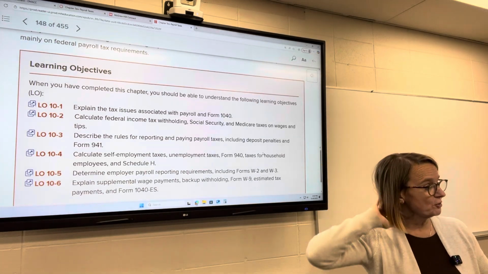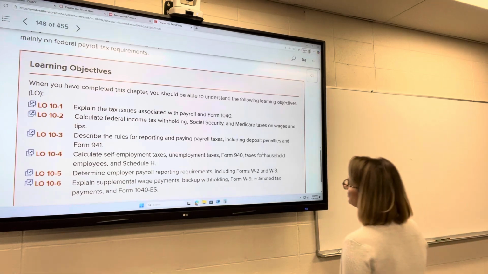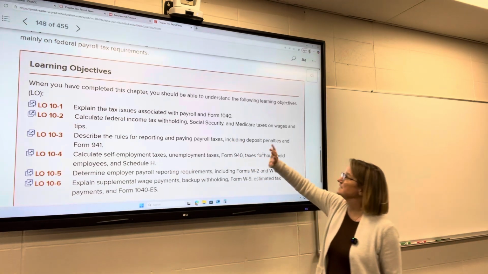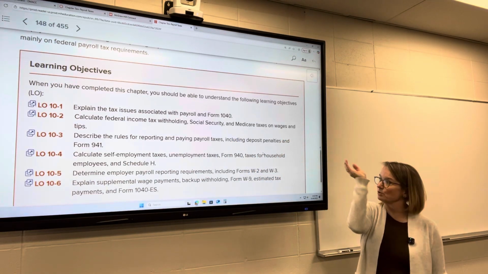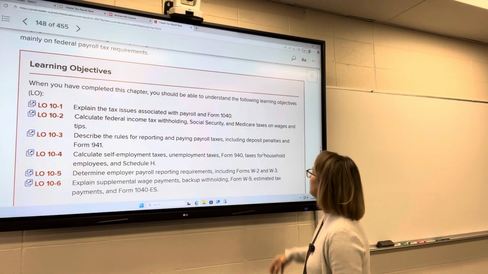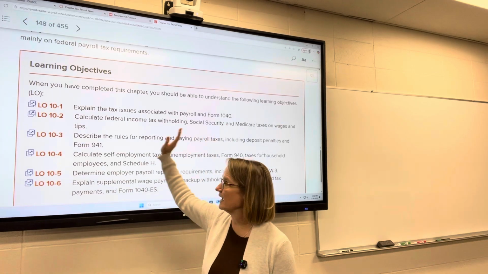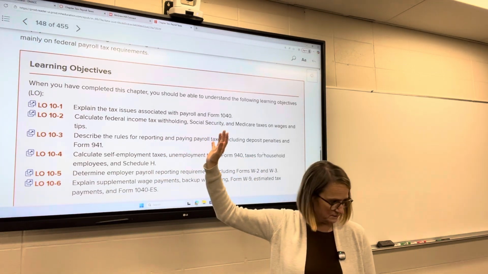The W-4 form and how it is used for calculations of federal income tax withholding, Social Security tax withholding, and Medicare tax withholding. Also, how we calculate that on both wages and tips.